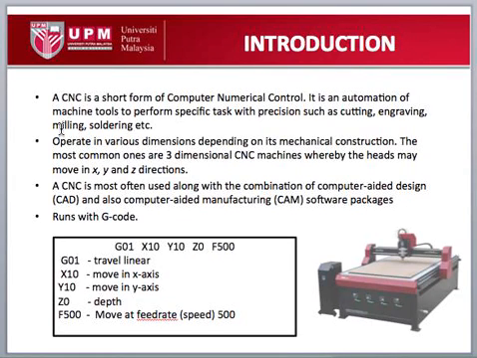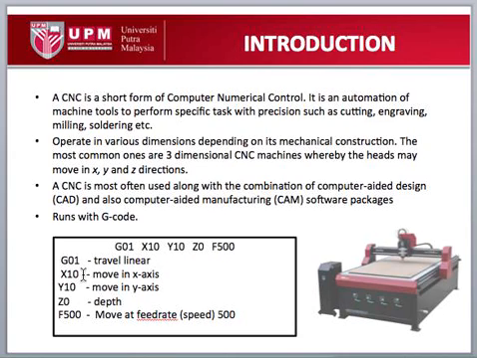Basically a CNC is a machine that performs specific tasks with precision such as cutting, engraving, milling and soldering, etc. It operates in various dimensions, but the one I have in my FYP project is the three-dimensional one. It runs with G code. As you can see, this is an example of G code. G01 means it travels in linear.